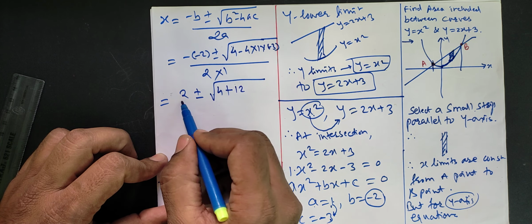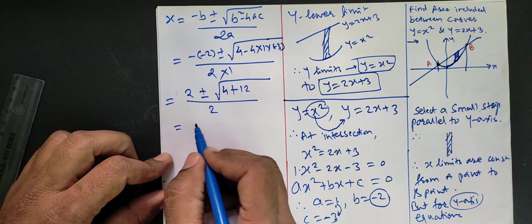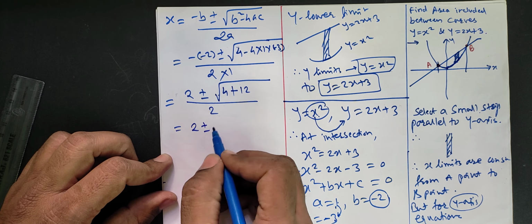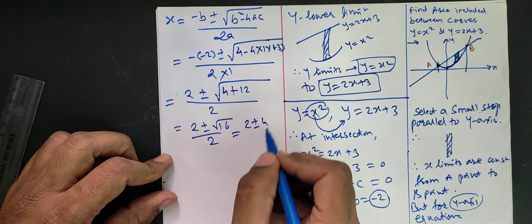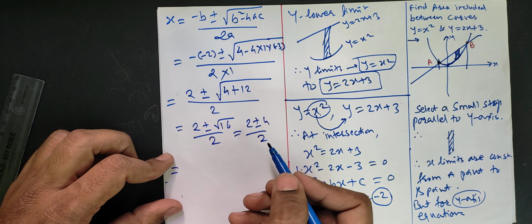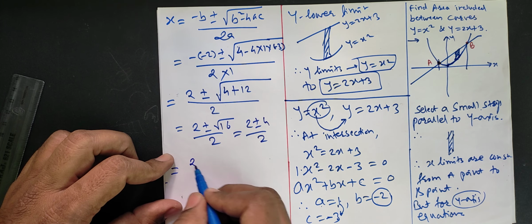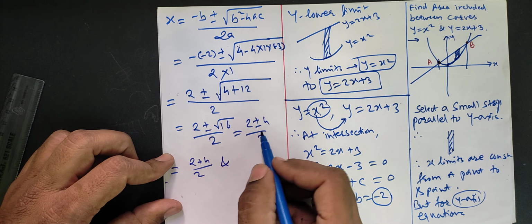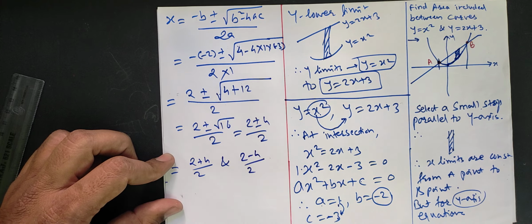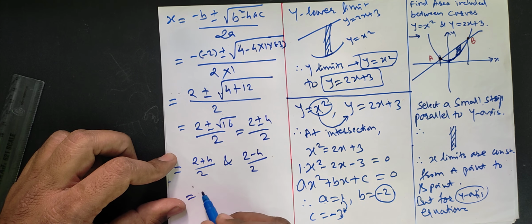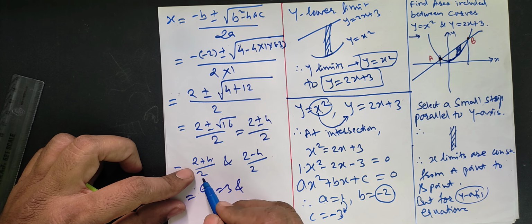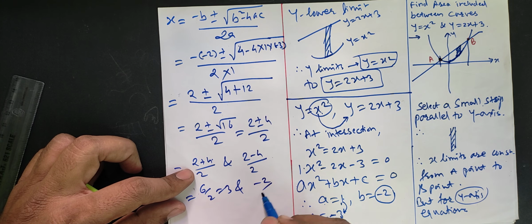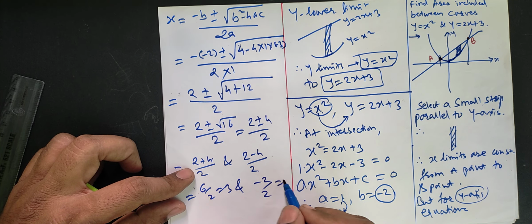Okay, 4 into 3 is 12 divided by 2, so it gives me 2 plus or minus root of 16 divided by 2, plus or minus 4 divided by 2. So one time it is very simple: 2 plus 4 divided by 2, and the second time it is 2 minus 4 divided by 2. One time it is 6 divided by 2, that is 3, and the second time it is minus 2 divided by 2, so that is minus 1. So I got the 2 points.